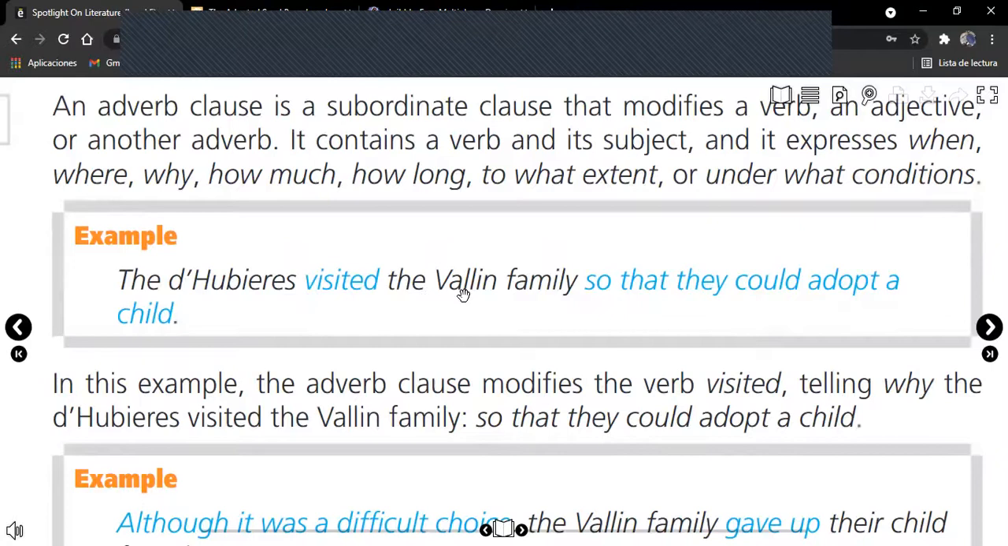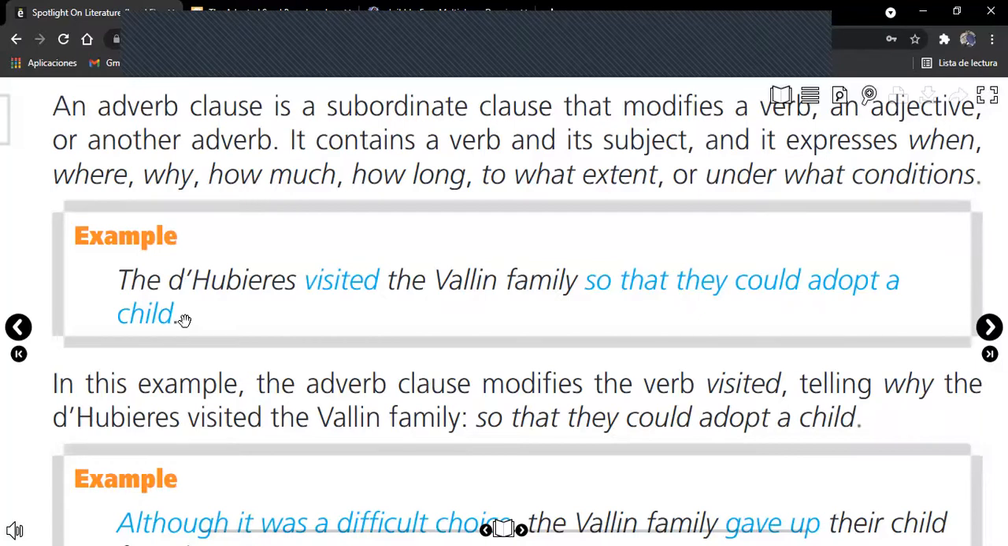The Cuviers visited the Balland family. Why? What is the reason? This is one of the questions that the adverb clause responds to, like a regular adverb. If you remember last year when we studied adverbs, they all respond to different questions and we use them for different purposes. In this case, it's exactly the same thing, but now we don't only have individual isolated words. We have a complete clause.